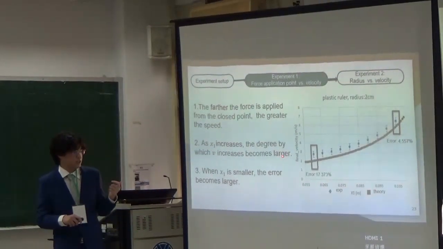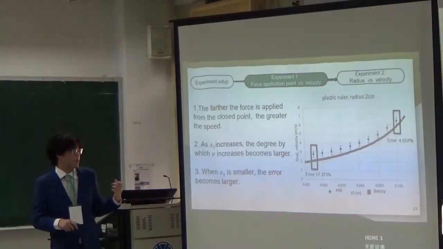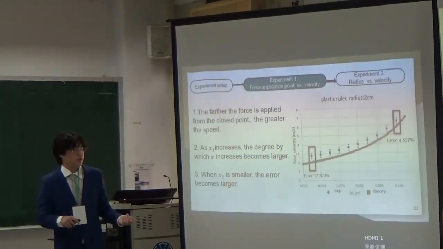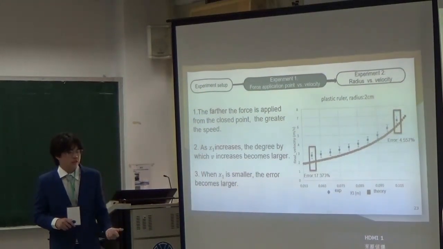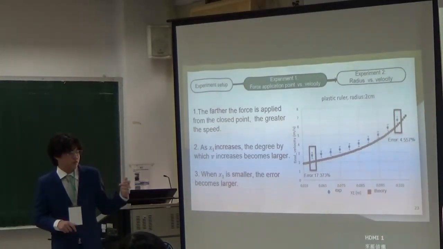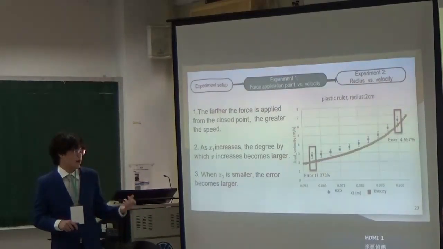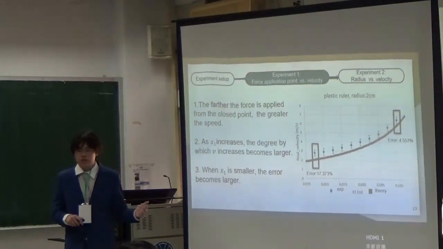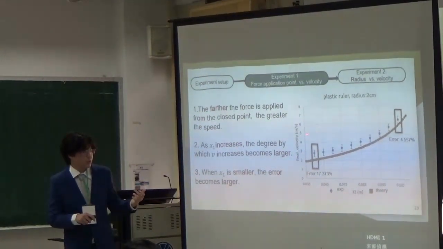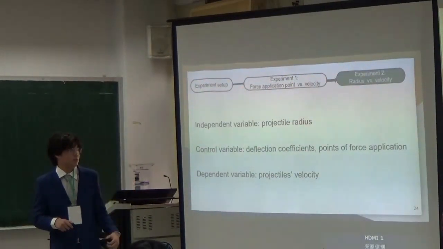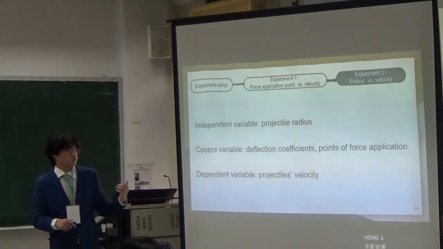And as the value of x1 increases, the degree by which the increase becomes larger. And as you can see in the experiment here, the experimental value is a bit greater than the theoretical value. And when x1 is smaller, which means the velocity is smaller, the error becomes larger. And I will explain the difference later. And in the second experiment, my independent variable is the projectile's radius.